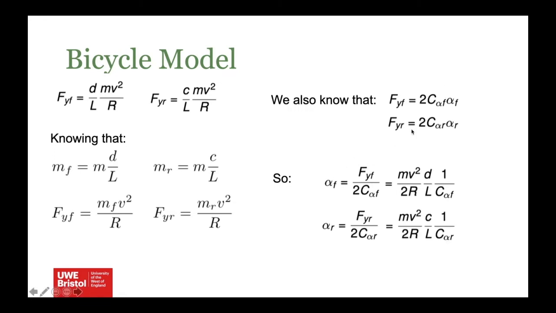And that's the equation for the back slip angle. So the same process. We divide FYR by 2 C alpha R. So there's our 2 C alpha R, and FYR is C upon L mv squared upon R. Like I said, if you work out what the front and rear masses are, then obviously you can use those equations as well for mv squared upon R.